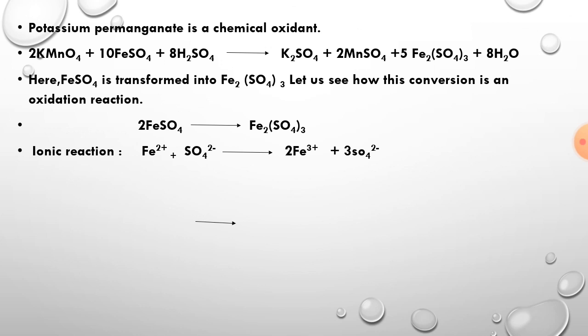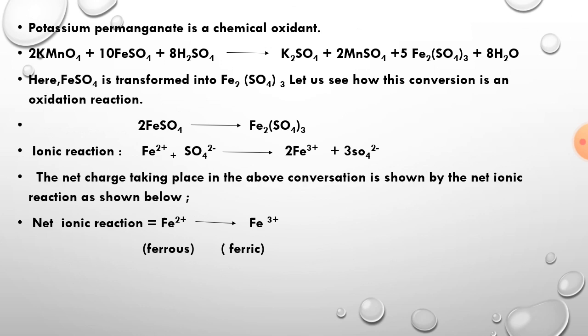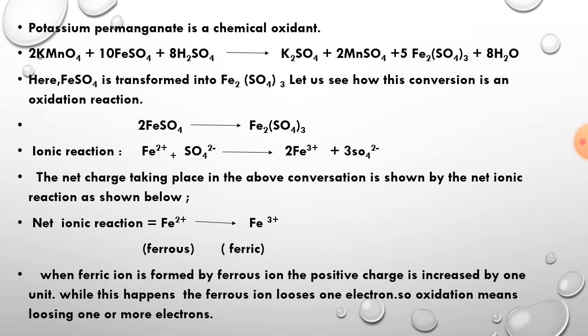This is an ionic reaction where Fe has a charge of 2 plus and SO4 has a charge of 2 minus. Then the charge on Fe increases to 3 plus, with SO4 2 minus. So the net change taking place in the above conversion is shown by the net ionic reaction below. So what is the net ionic reaction? See here, Fe2+ gets converted into Fe3+. That means ferrous gets converted into ferric.